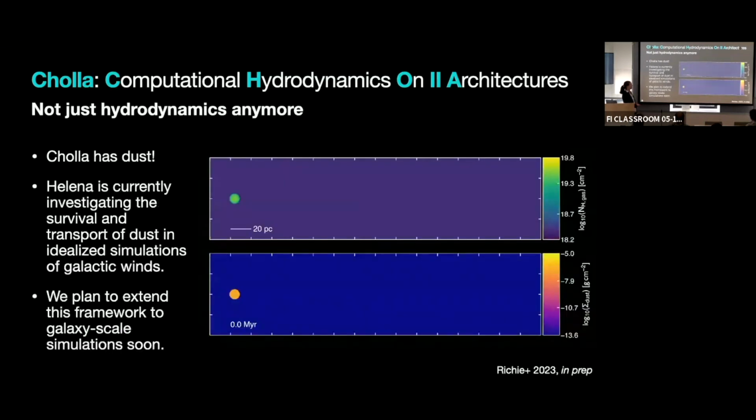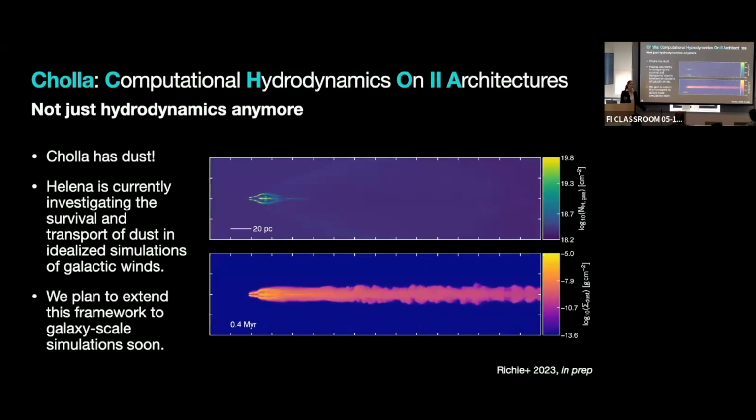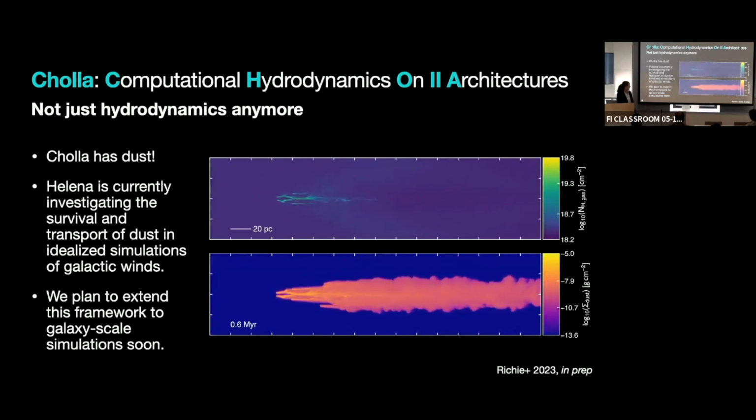Right now she's using it to do idealized simulations of winds. This is your dense cloud in a low density hot wind. This is the gas density. This is the dust density in projection, right? And we run this. So I'm back to doing cloud wind simulations where it all started, but now with dust. We're trying to explore when and how dust survives or gets destroyed in galactic winds. I'm finding some interesting things, so ask me about this if you're interested in dust in winds or in the halo. And we, of course, plan to do this all on galaxy scales.